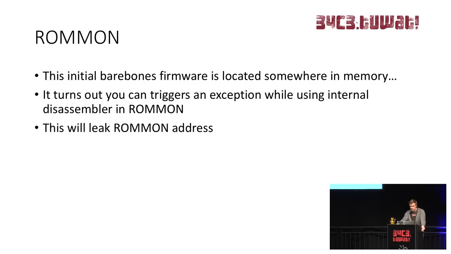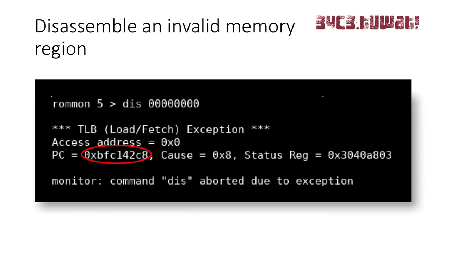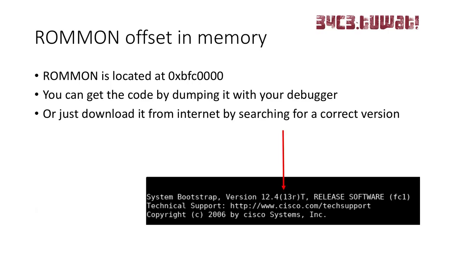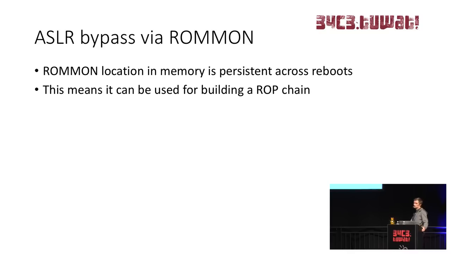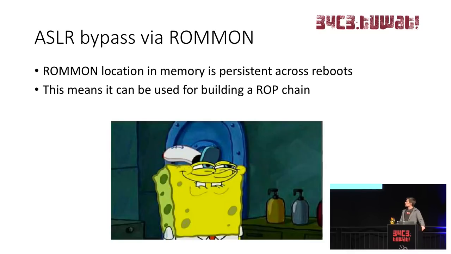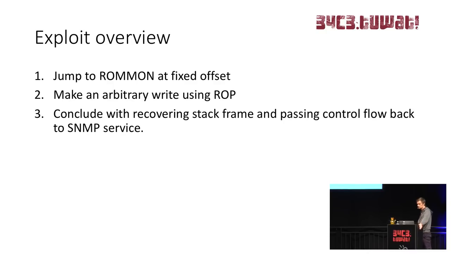If you target the disassembler at an invalid address, you will get a stack trace revealing the actual address of the ROM monitor. And the most interesting thing is that the ROM monitor is located at BFC all zeros, and you can dump it using the debugger, or you can just search the internet for the version and download it. The most interesting part about this piece of firmware is that the ROM monitor is located at the same address and is persistent across reboots. It's really great because we can use it for building ROP chains inside of it. So now we have a theoretical possibility of circumventing ASLR and defeating the cache problem.